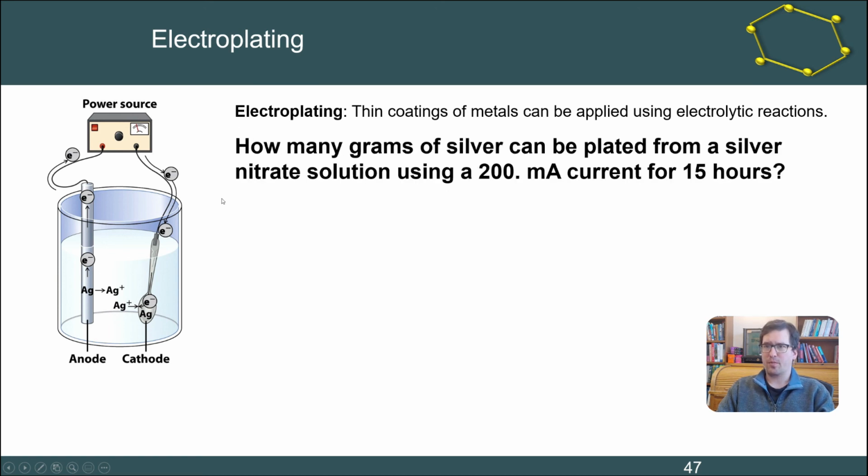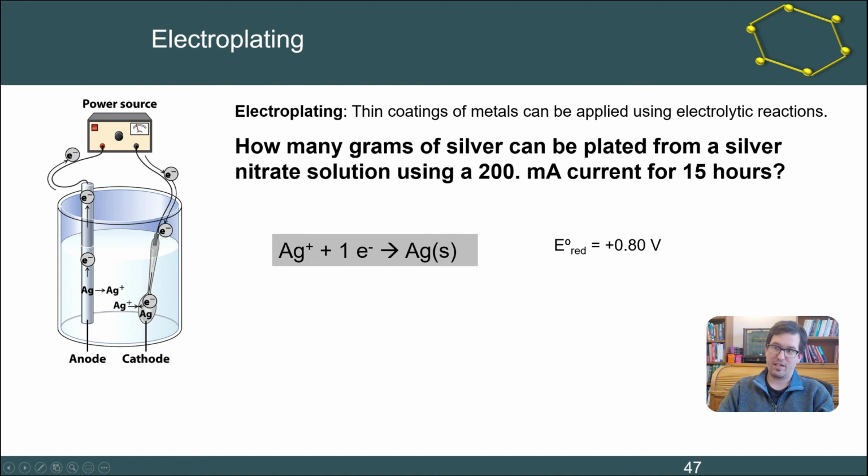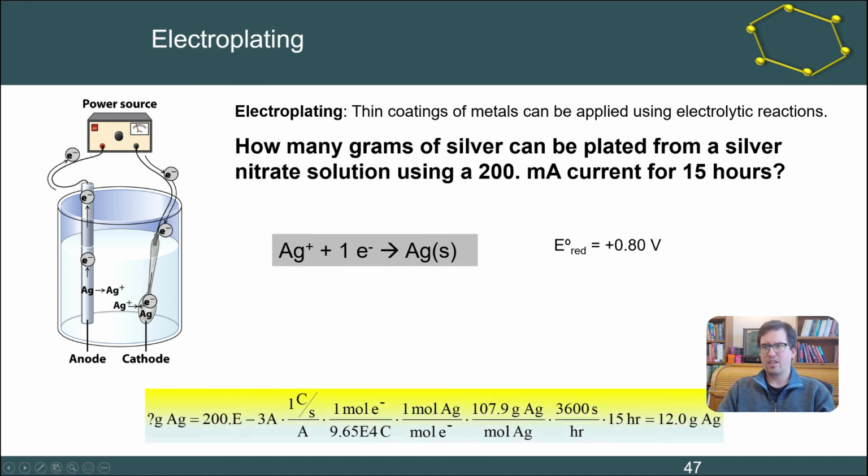All right, let's look at this example though. How many grams of silver can be plated from a silver nitrate solution using a 200 milliamp current for 15 hours? So 200 milliamps is a relatively feeble discharge, something like we might have on a little bench top system. All right, so let's remember what reaction's actually involved. This is a pretty simple half reaction. Silver plus one electron makes zero valence silver. So it's being reduced, our oxidation number is going down.